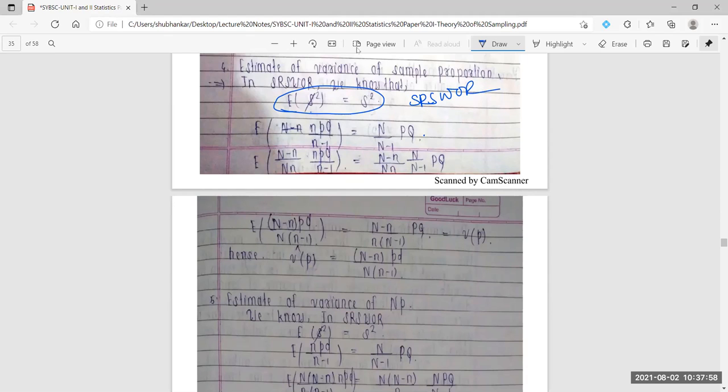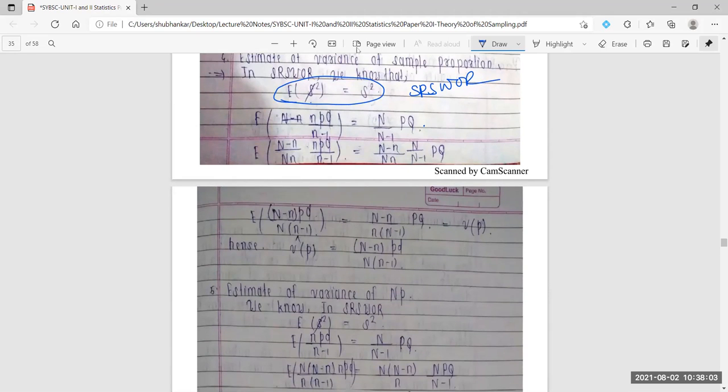So we take some constant term to adjust the variance term. Multiplying on both sides by (N minus n) divided by capital N into small n, you can find that the expected value of (N minus n) pq divided by n into (n minus 1) is equal to (N minus n) into PQ divided by N into (capital N minus 1), which is the variance of p. So the unbiased estimator for the variance of small p is (N minus n) pq divided by N into (n minus 1). These are all simple terms.